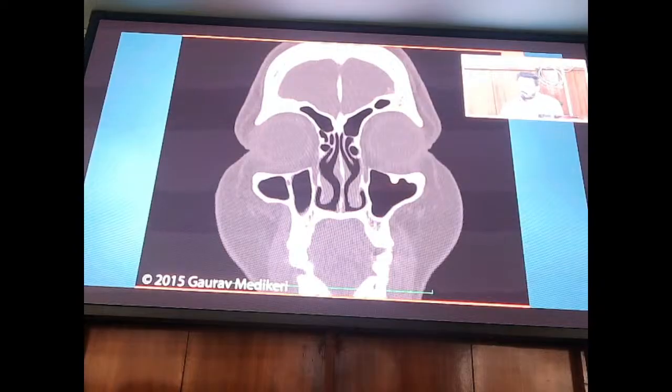Or just do a prelacrimal approach. You can spare yourself of all this. You can access the entire maxillary sinus, clear the disease and come out.